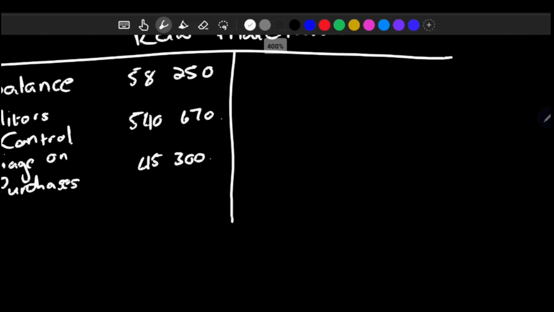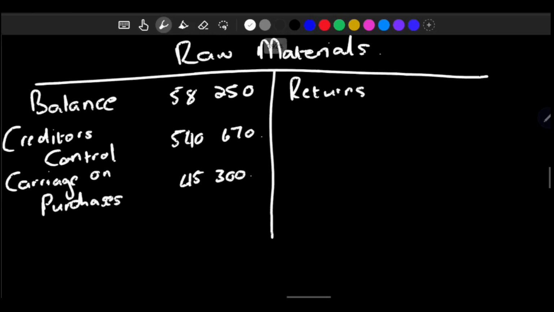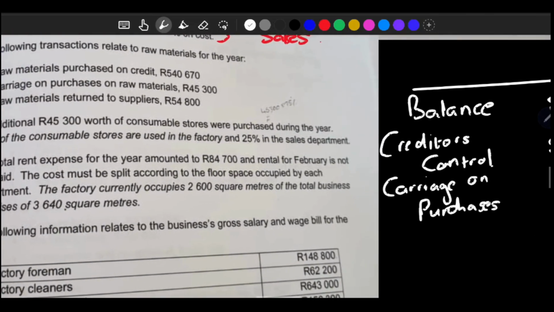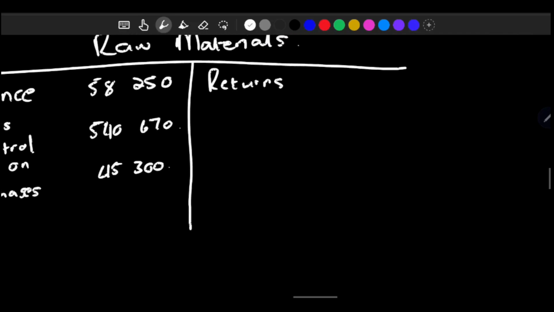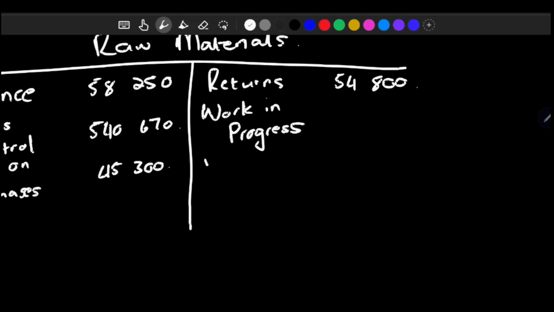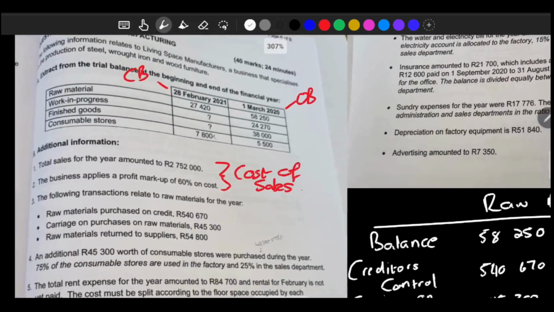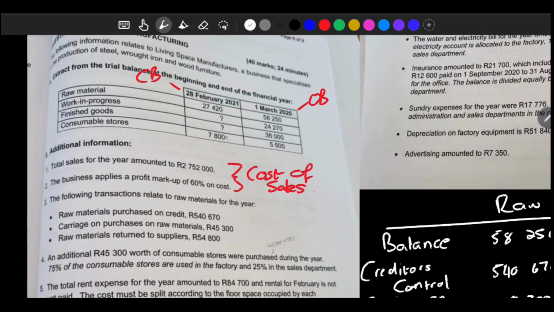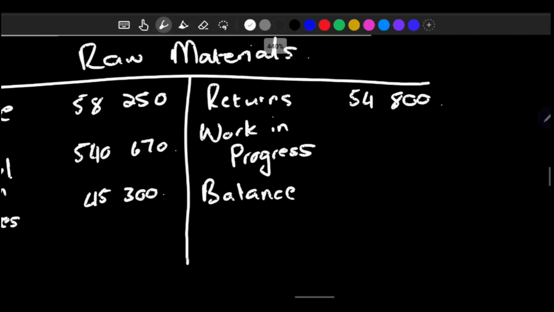Then we have raw materials returned to suppliers. Since we bought the raw materials, we're assuming they're the ones we bought on credit. We're going to have it in the returns CAJ, creditors allowances journal, for 54,800 rand, right? And then we have our work in progress account, but we don't have an amount for that, so we'll come back to that. And we have our closing balance here, and our closing balance would be 27,420.